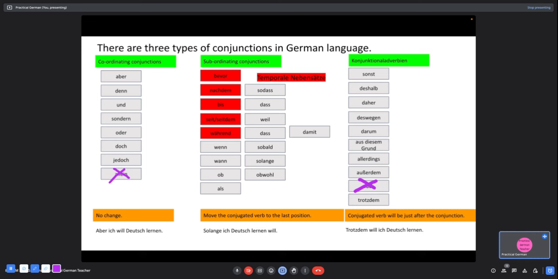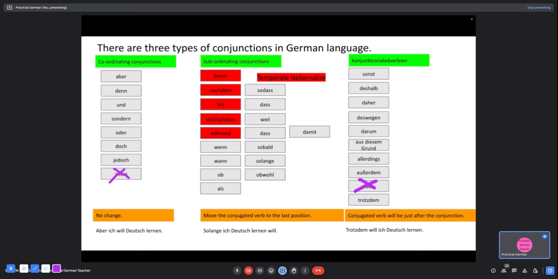Okay. Also, what you have to remember is these rules. With this, there is no change. With these, the conjugated verb is at the last position. With these, the conjugated verb is at the first position, or you can think of it as just after the conjunction. Now let's focus on these.